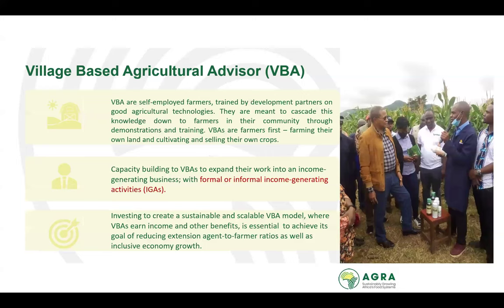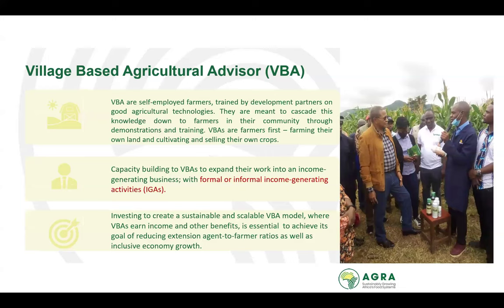Now, who are the VBAs? We hear a number of names. Some call them VBAs, village-based advisors. Some call them community-based advisors. Our colleagues in CRS call them ICACHA, development agents. In West Africa, in some of our countries, they call them community-based advisors, and some call them farmers. So these are just names.